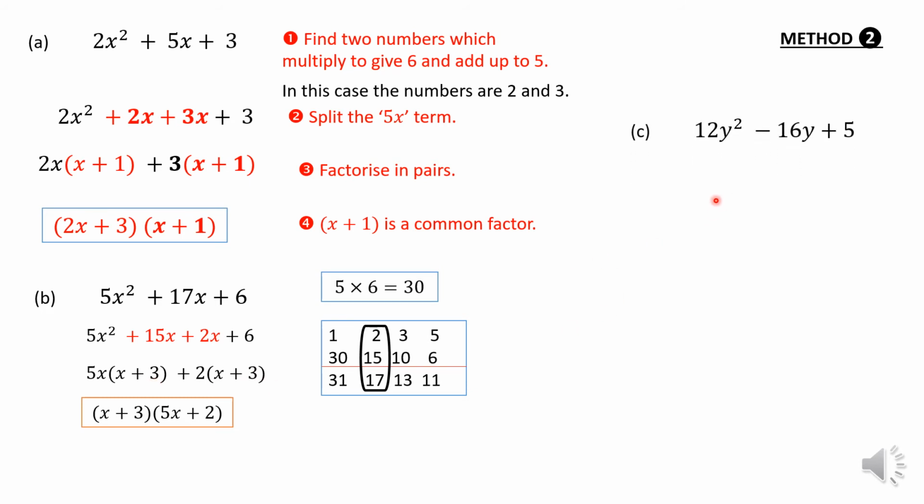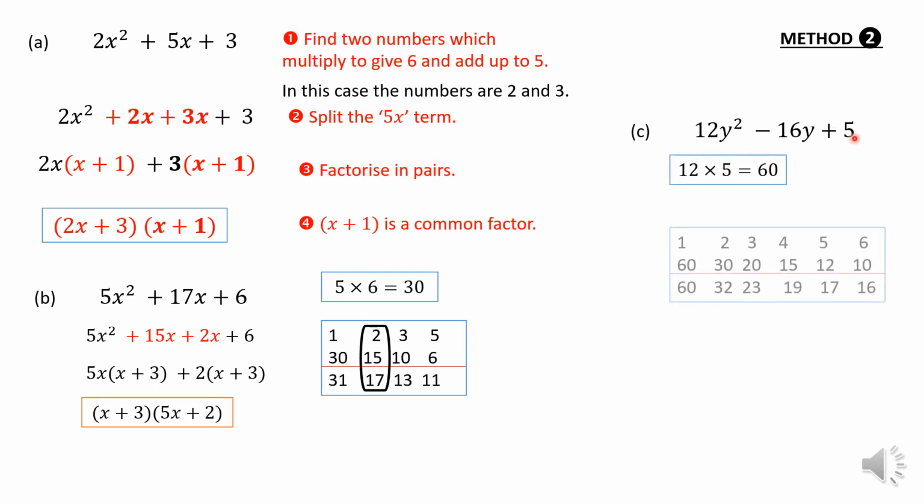Let's bring in here question C. Right, so I have a negative here. So what I know is I'm looking for two negative numbers. My brackets will be containing negative signs. And also, I'm looking for two numbers that, if you multiply, give you 60. That comes from 12 times 5.